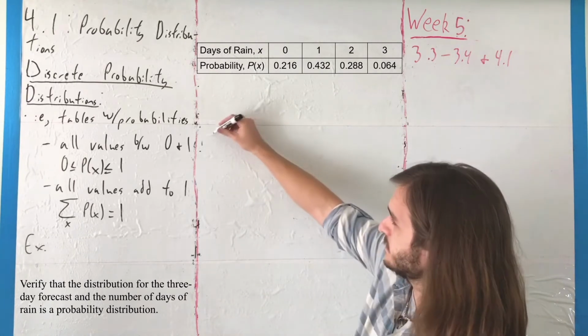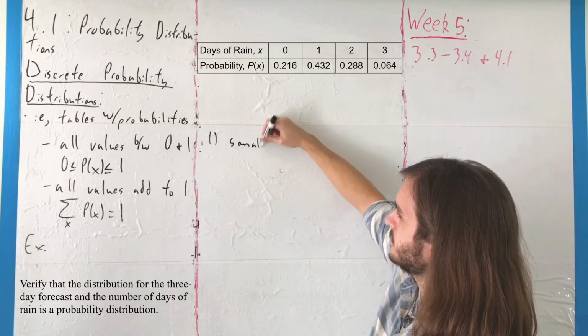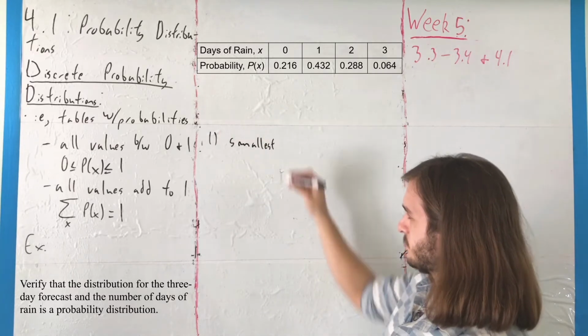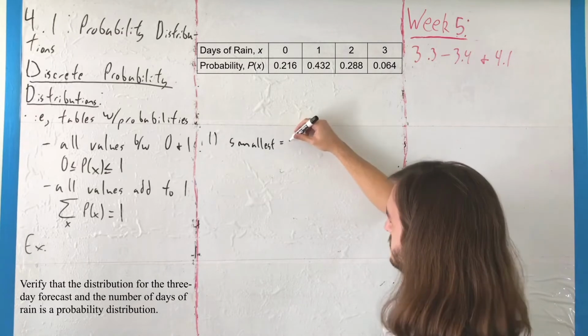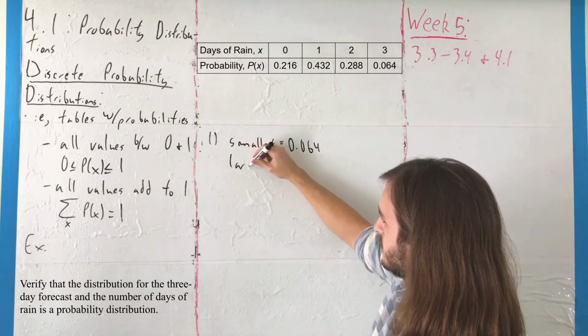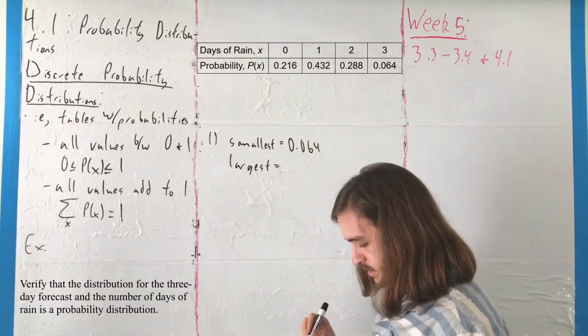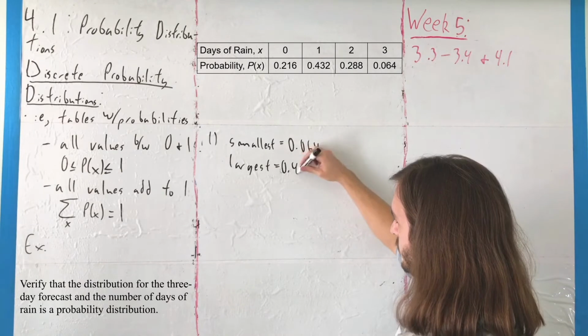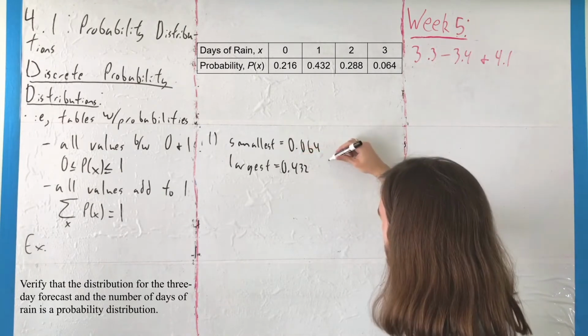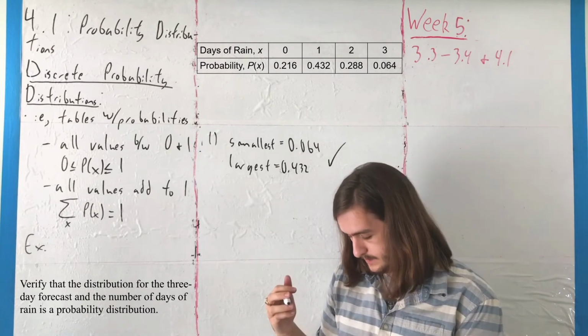So in the first case, we just want to make sure that the smallest value is at least 0. In this case, our smallest value is about 6%, while the largest is going to be 0.432. That is about 43%. So we're good on the first case.